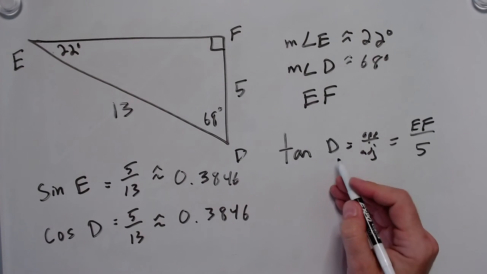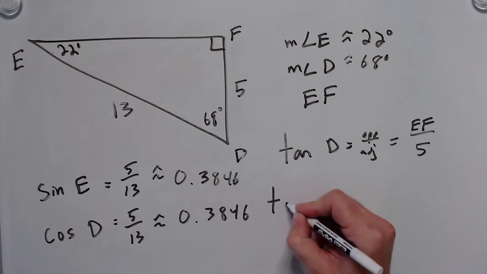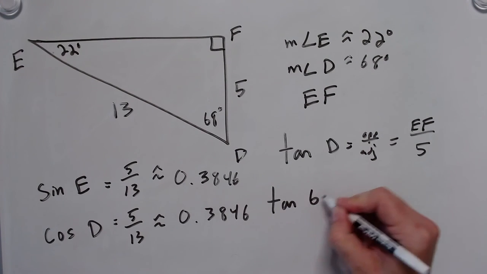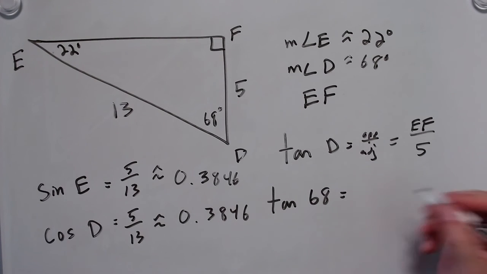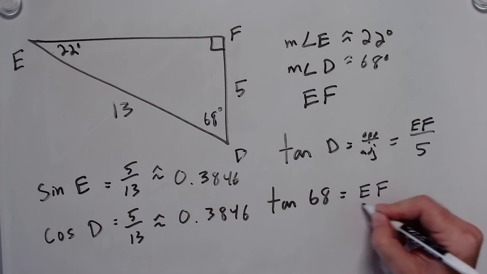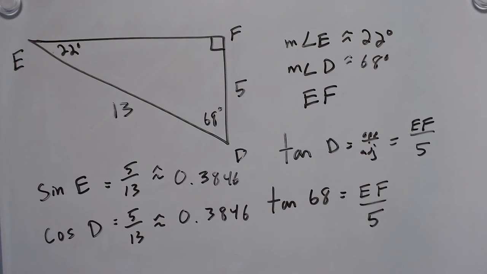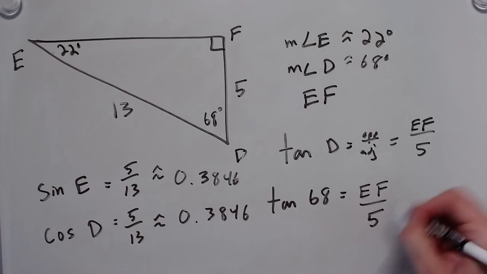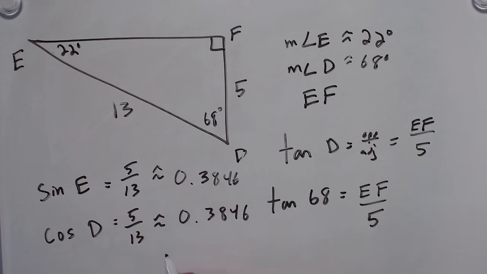But we already know what D is. So I'm going to rewrite this a little differently. I'm going to say that the tangent of 68 is equal to EF over 5. Now, using some algebra skills, we can multiply both sides by 5. It'll cancel out over here. And we can rewrite this down here as 5 times the tangent of 68 equals EF.